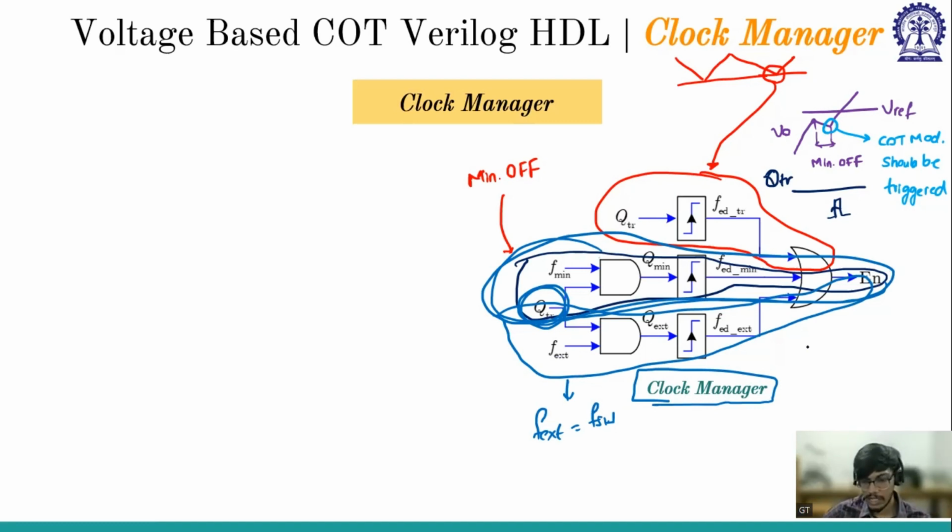So F external is like a switching pulse with fixed interval of time. SAR is checking at this interval whether QTR is 1 or not, which means whether V0 is less than V reference. If V0 is less than V reference, then it will enable. So this is put for additional extra safety, where there will be a fixed switching clock, which will keep on checking whether it has to force trigger the enable or not.